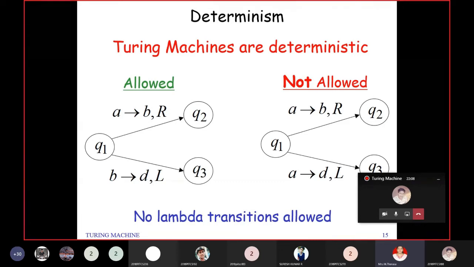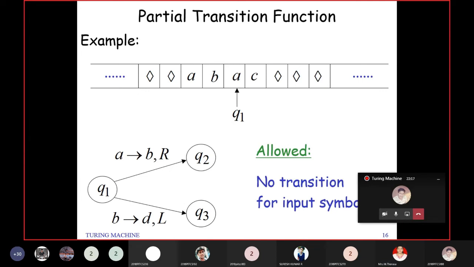Epsilon transition is not allowed in the case of a deterministic Turing machine. Epsilon transition is not included in the deterministic Turing machine. Okay, and partial transition functions are allowed. That is, no transition for an input symbol is also allowed.